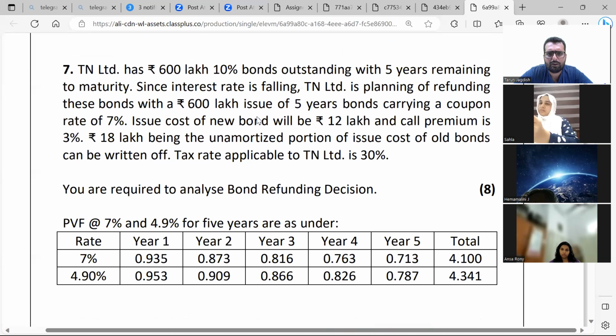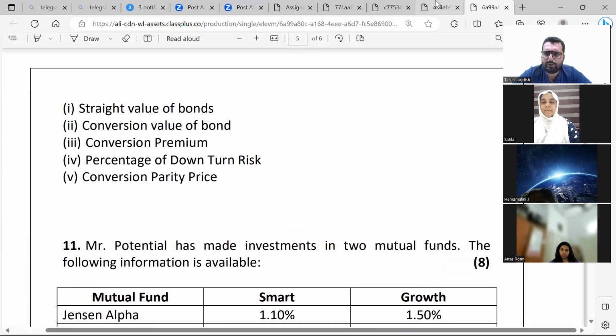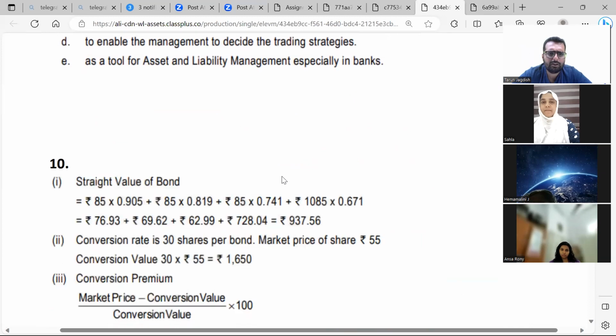Sir, the PV factors 7% and 4.9% are given. Then what should we take for calculating net present value? We should take the after tax KD. So it will be 7% into 1 minus 30%, that is 7% minus 2.1%, which is 4.9%. Okay, sir. Thank you so much. After tax KD will be the discounting factor. Okay.